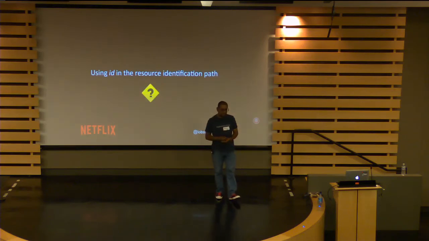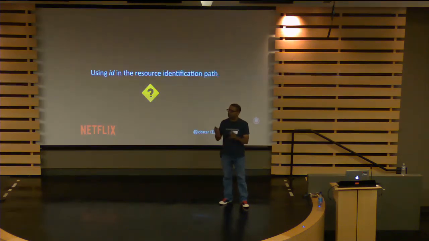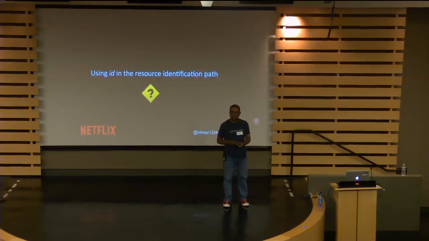So using ID in the resource identification path, again, I put a question mark there and not a warning sign, because this is not exactly an anti-pattern, but it is just something which kind of feels hard. A lot of API providers just assume that if you don't qualify your path with an attribute, so for example, if I don't say pet/dog/name/scruffy, and I just say pet/dog/123, it's a dog with ID 123.